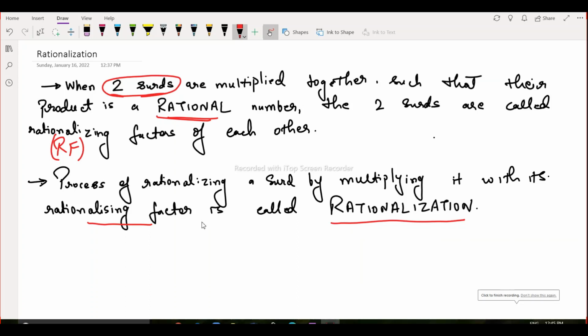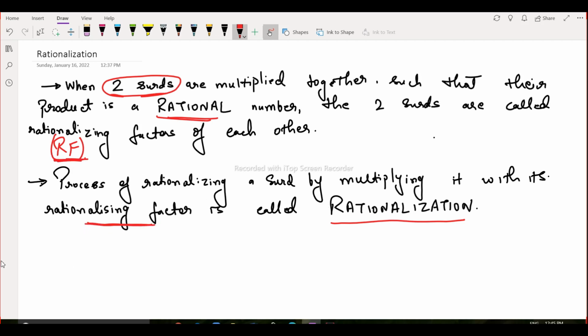Hello friends, let's start off with rationalization of surds of order 2 today. When two surds are multiplied together such that their product is rational, the two surds are called rationalizing factors of each other, which we also call RF of each other. And the process of rationalizing a surd by multiplying it with its rationalizing factor is called rationalization.